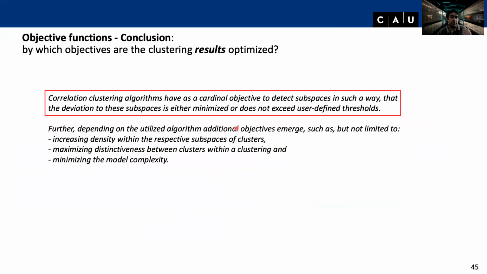Well, and this is it about the objective functions, and also about the tons of math that you've seen, or a lot of formulas that you've seen. But I hope that you get now this one core message of what correlation clustering or arbitrary origin and subspace clustering is optimizing towards.